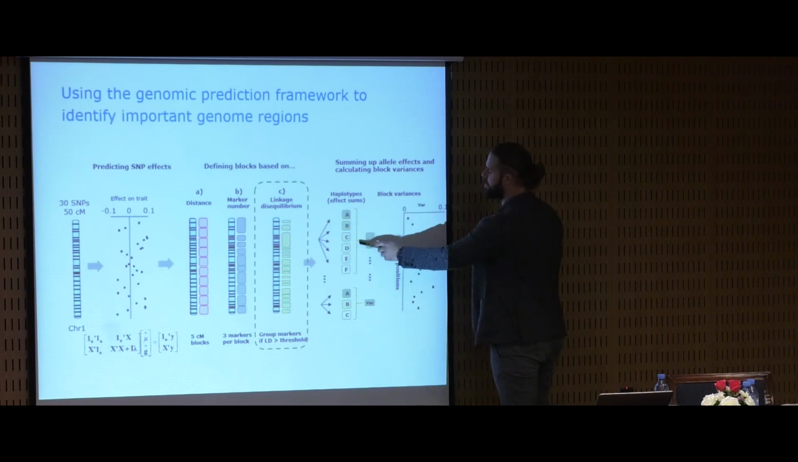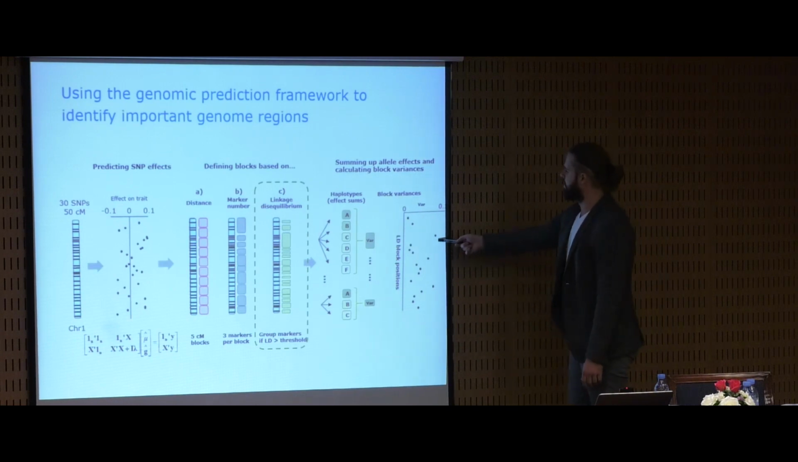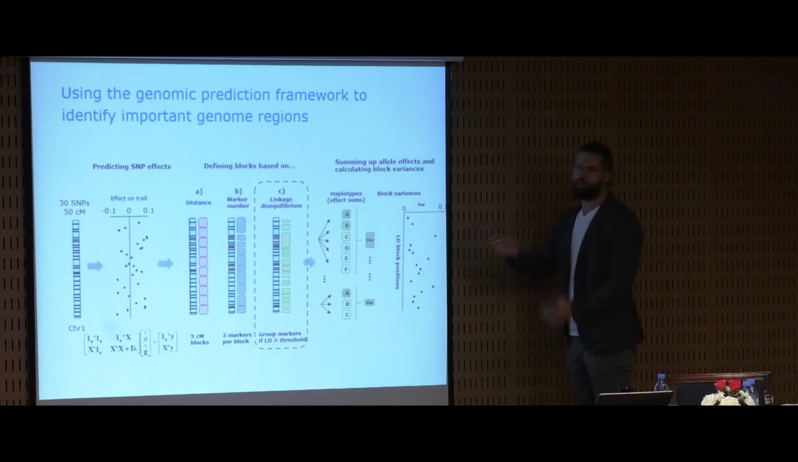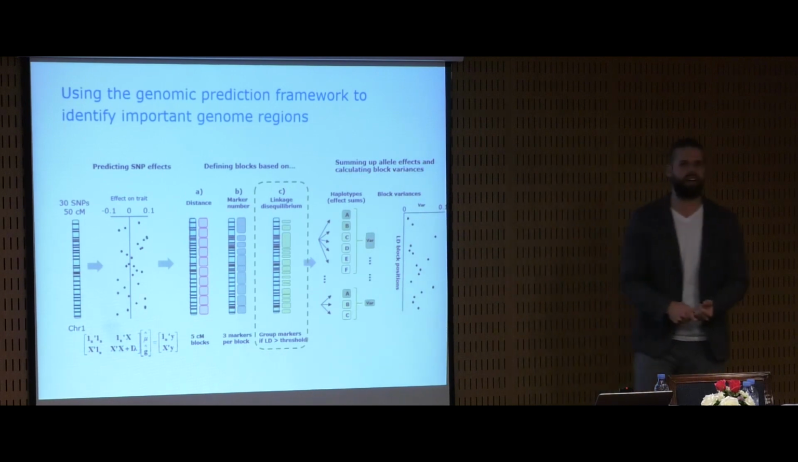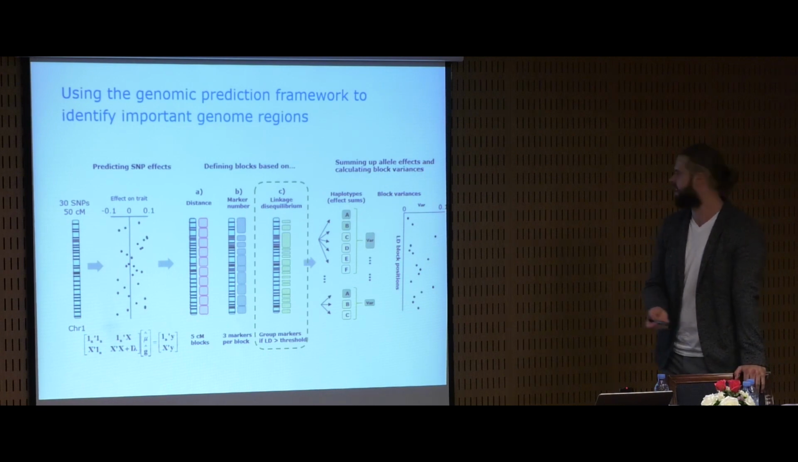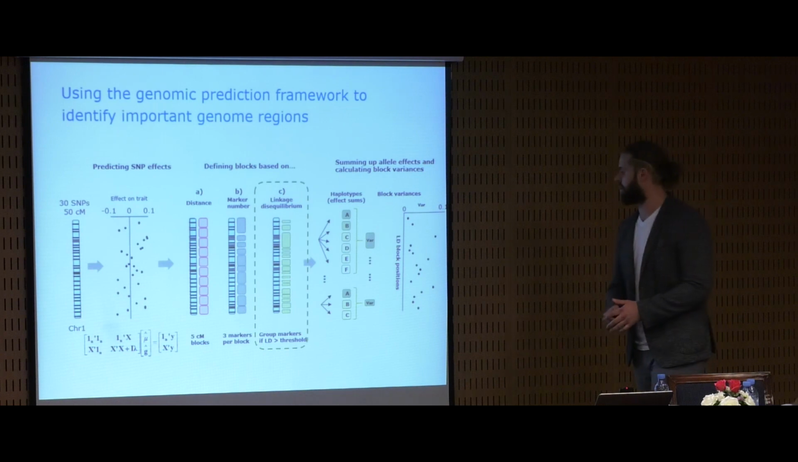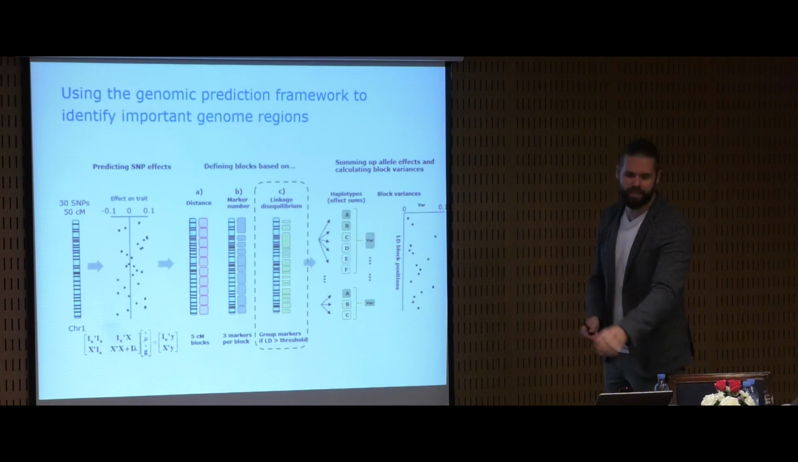And using these values, we could simply calculate a variance. And in the last step, we could simply plot the variance in a Manhattan plot, just as we did using p-values from a genome-wide association scan. We could simply plot variances of the previously identified blocks. So that's basically the whole concept.